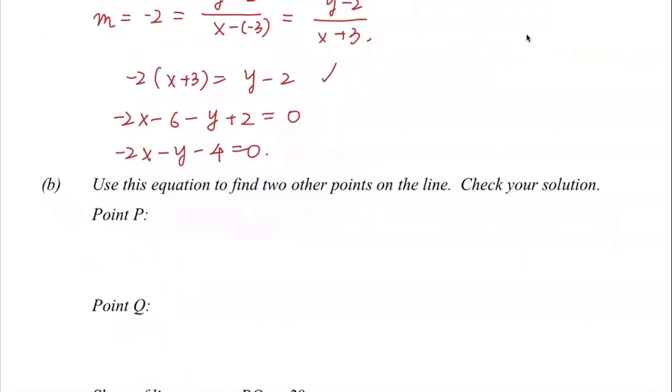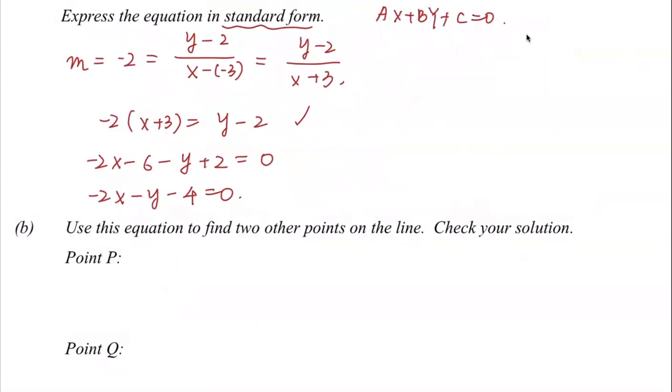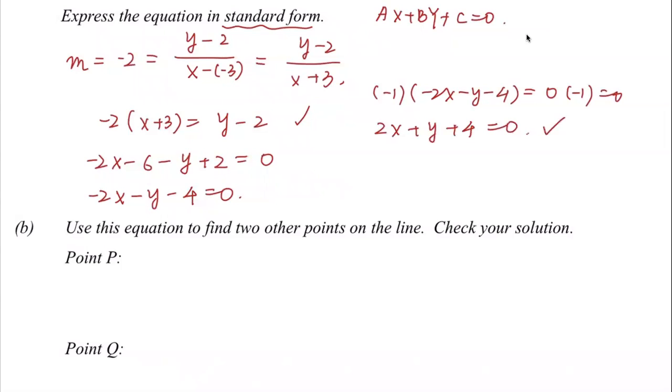So what we need to do is multiply -1 to the whole equation, right? And the other side is 0 times -1, which is equal to 0. So it doesn't really change anything, but it changes the sign of the whole equation. So 2x plus y plus 4 is equal to 0. So this is the final answer. This is the standard form of this straight line.